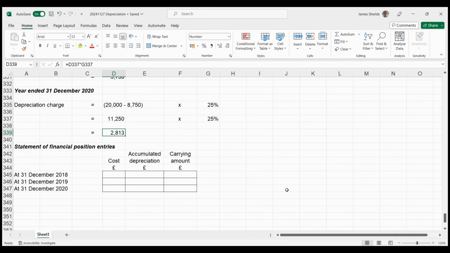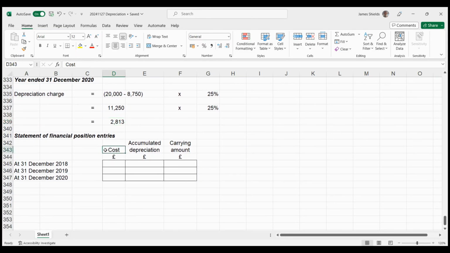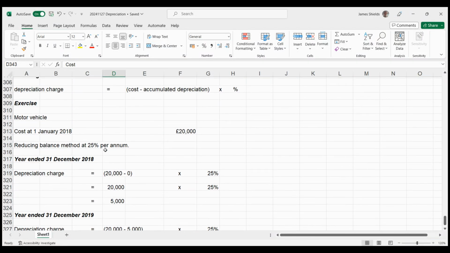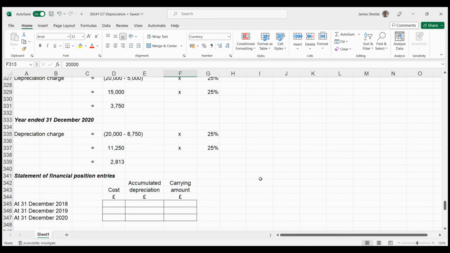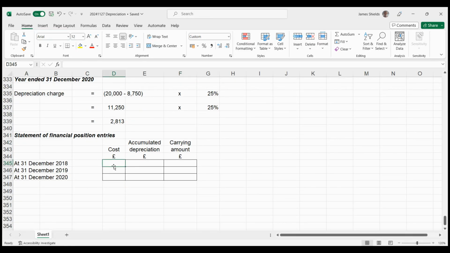Right, statement of financial position entries. So again, we want the cost in our first column. Now our cost, just to remind ourselves, is the £20,000. So that's the same for each of the 3 years. So at the 31st of December 2018, it's going to be £20,000. At the 31st of December 2019, again, it's going to be £20,000. And the 31st of December 2020, £20,000 again.